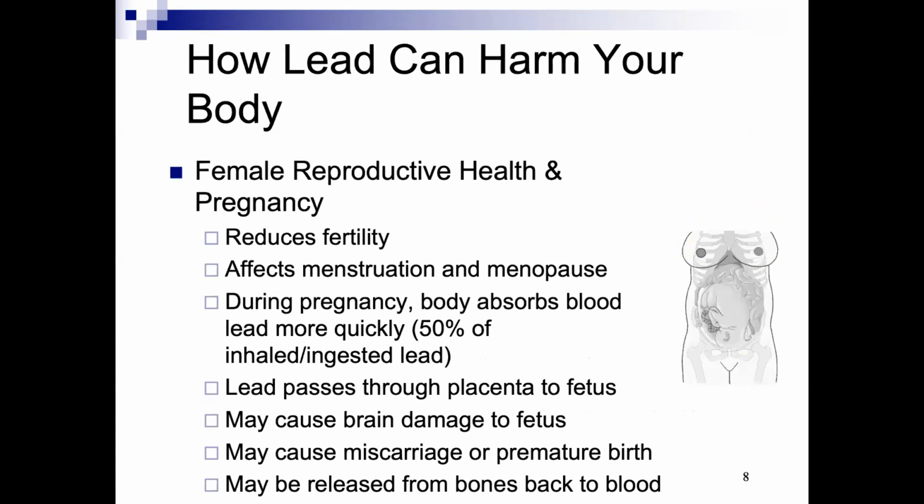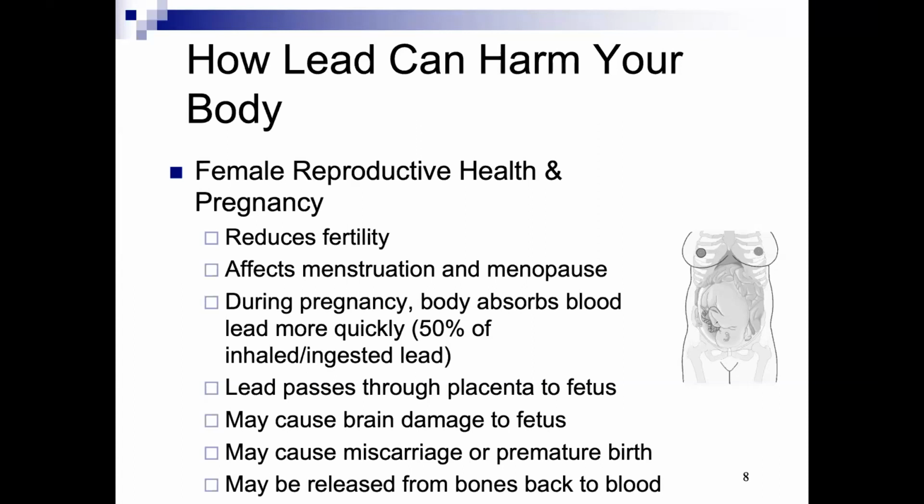The female reproductive system, it reduces fertility, it affects menstruation and menopause. During pregnancy, unfortunately, because the body has a fetus to feed, the body absorbs lead more quickly, 50% of what is inhaled or ingested. Again, these are averages. Everyone is a little different. It does unfortunately cross the placental barrier and pass from the placenta to the fetus.